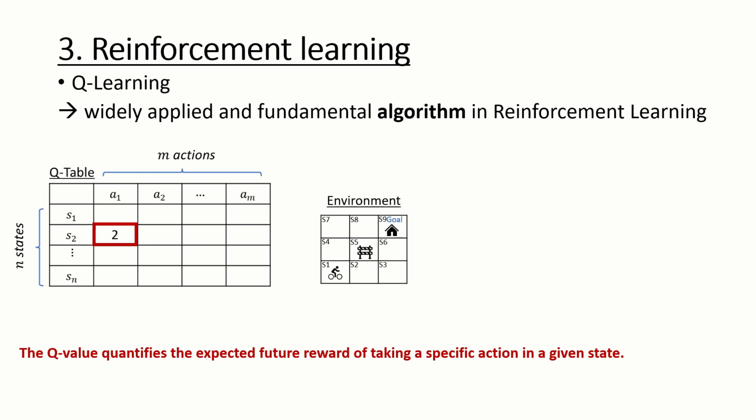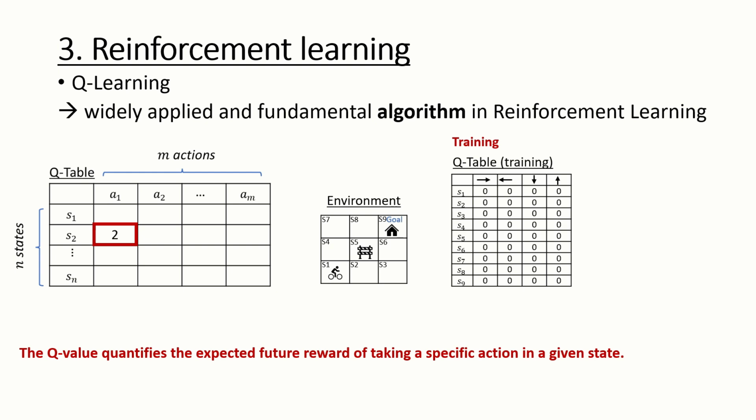So here we have an example. We have an environment with 9 states, and we have a cyclist as an agent that wants to go to his house. And here you see the Q table at the very beginning of the training. So we initialize it with 0 values. And now we start to update the Q table by interacting with the environment.